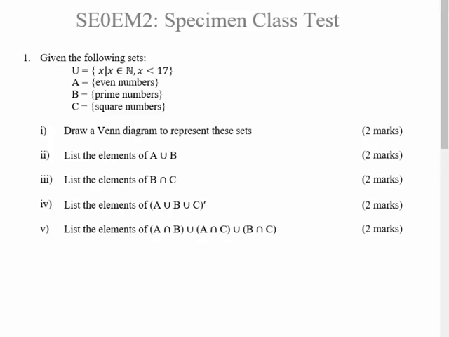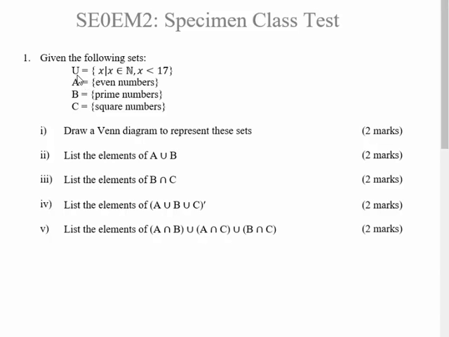Question 1. Given the following sets, draw the Venn diagram. Let's look at these sets. We've got U, the universal set, A is the set of even numbers, B is the set of prime numbers, and C is the set of square numbers. But let's just go back to the universal set.